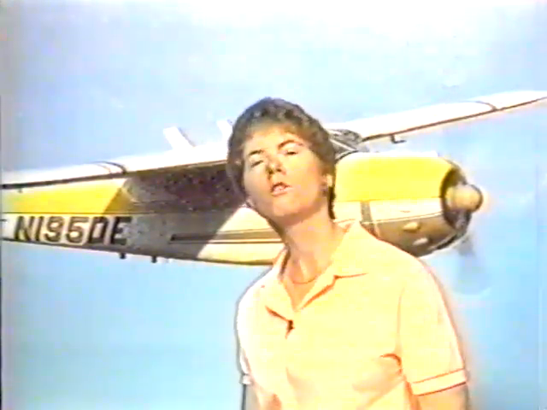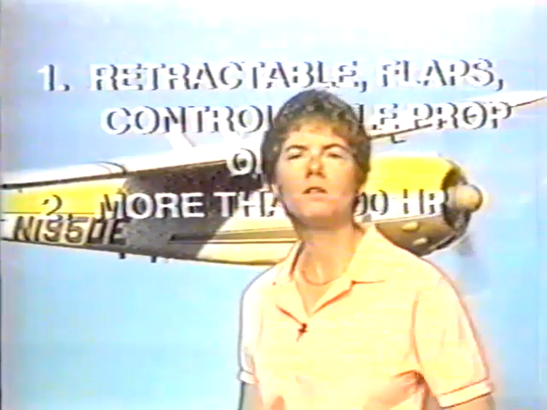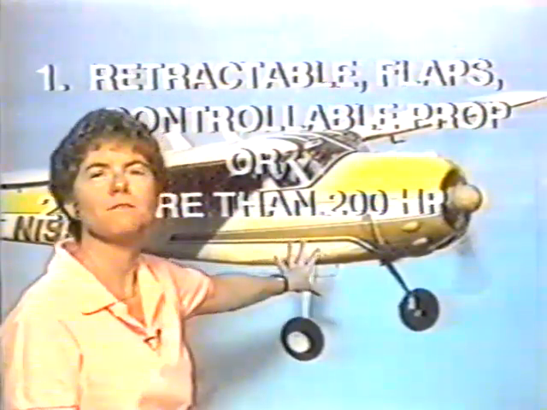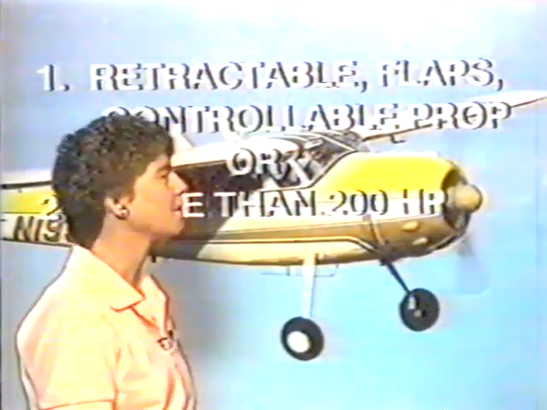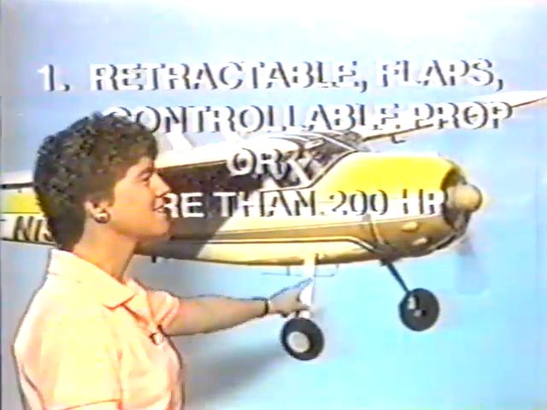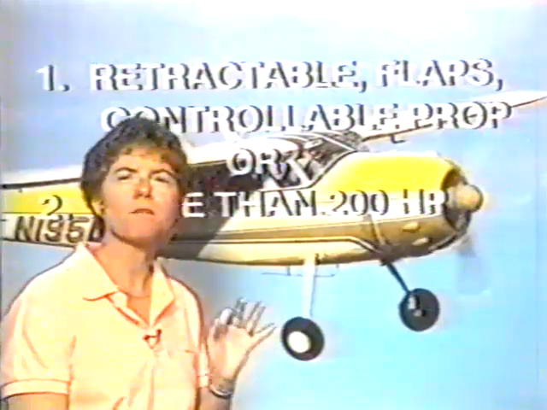The other definition of a high-performance airplane is an airplane that has more than 200 horsepower. And it's quite possible that you could end up flying an airplane that has more than 200 horsepower but does not have retractable landing gear. For instance, you could be flying this Cessna 195. This Cessna 195 has a 300 horsepower engine, or at least that's the size that they usually put in it, but it does not have retractable gear. Nonetheless, that qualifies as a high-performance airplane.